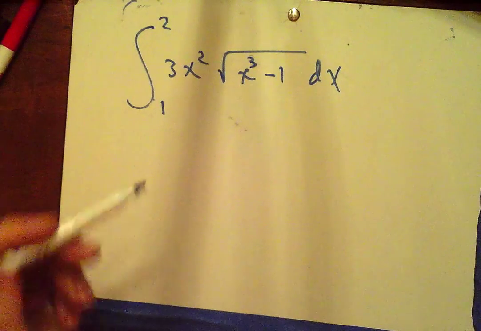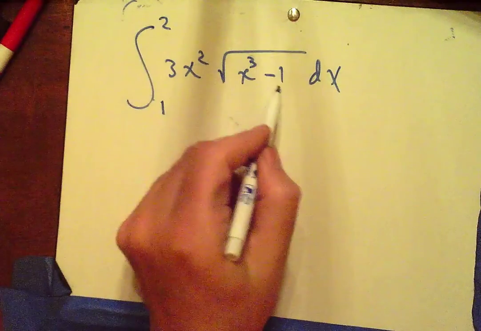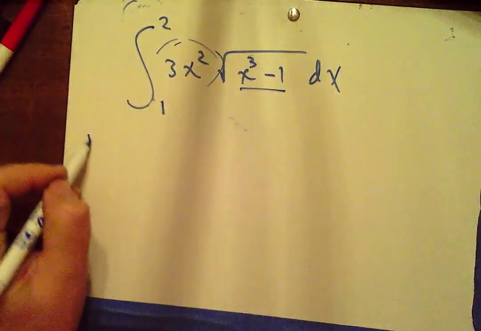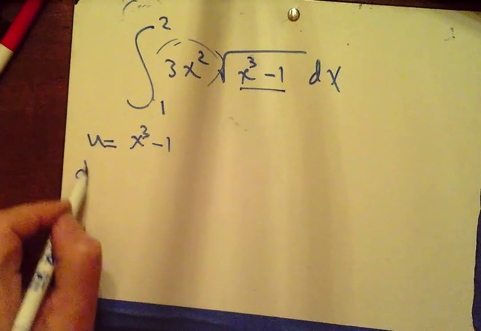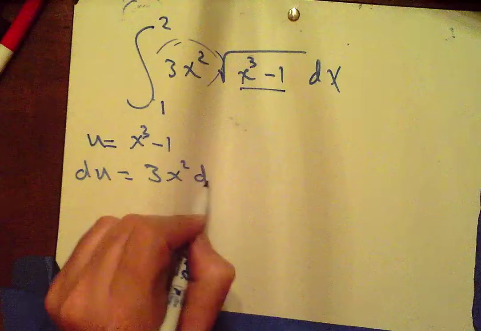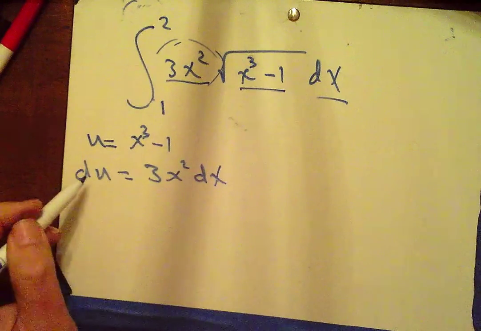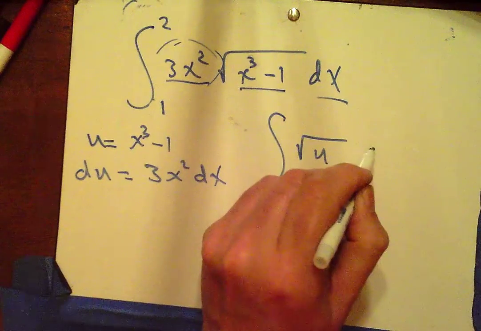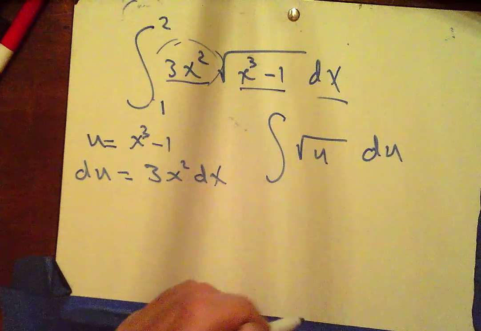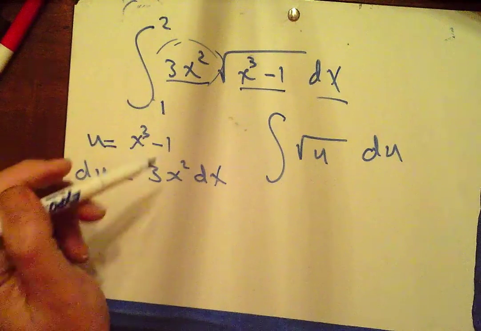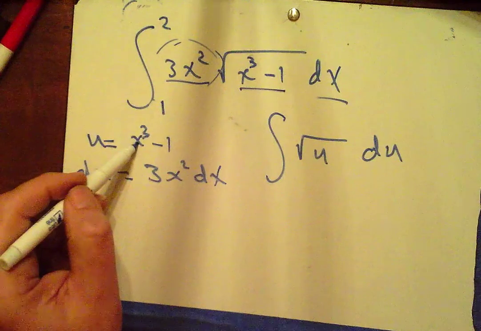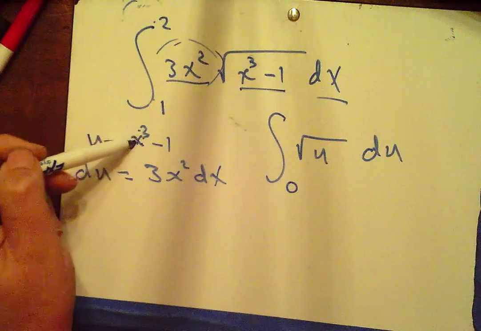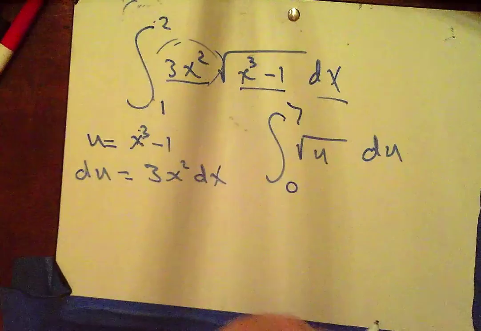Hey, welcome back. Yeah, so I said u sub because I see a function and most of its derivative. In fact, all of its derivative. If u equals x to the third minus 1, du is going to be 3x squared dx. Ta-da! And so I can rewrite this as the integral of square root of u du. What are my u-bounds? If I plug a 1 in here, 1 to the third is 1, minus 1 is 0. And if I plug a 2 in here, 2 to the third is 8, 8 minus 1 is 7.